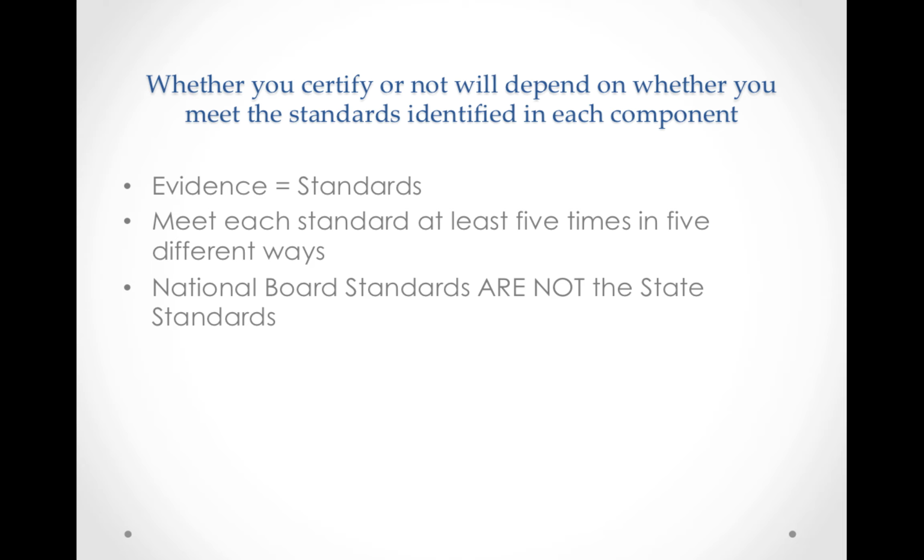Whether you certify or not will depend upon whether you meet the standards identified in each component. When you see the word evidence in National Board certification, it is referring to evidence of your standards. And we at the World Class Teaching Program suggest that you meet each of the identified standards in at least 5 ways and at least 5 times. And that is just to get us to that clear, convincing level 4 rubric and consistent. So you have to meet them more than once, and you need to meet them in different ways. And again, the National Board standards are not the state standards.